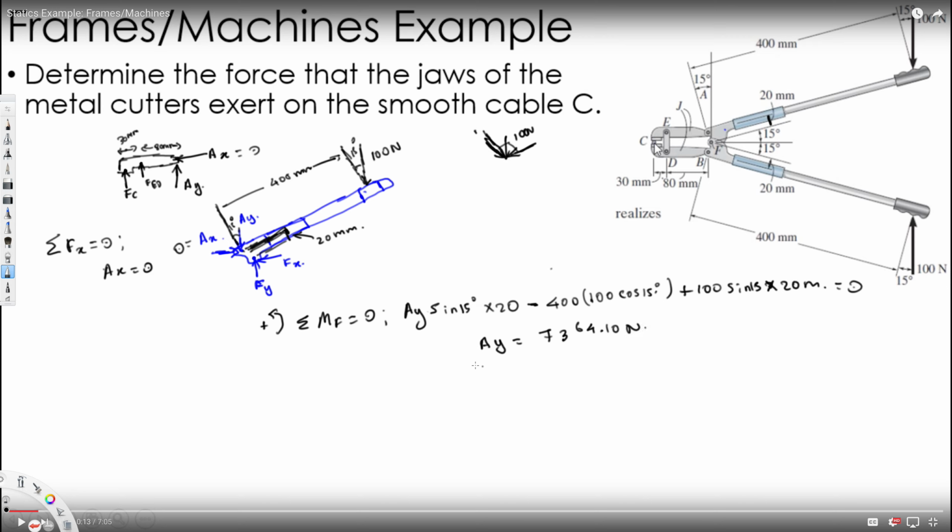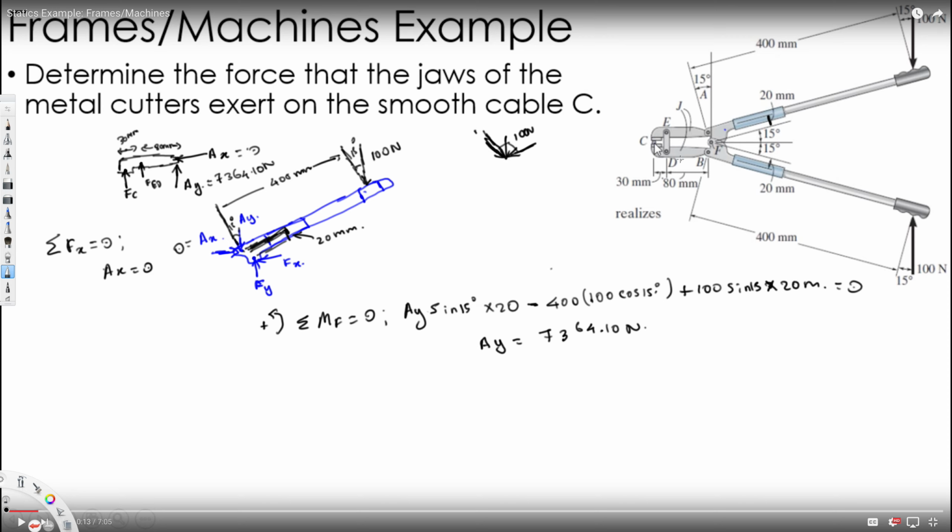Since we have got Ay, we can directly go to the other picture right here and see how we can figure it out. We have found 7364.10 Newton, right? So Ax is 0, we don't have to worry about that. Ay, we have found. FED is unknown, FC is unknown. I can't take vertical components because two unknowns are there, and nothing can be done with the horizontal components, but I have to get rid of this FED. To do that, I can take the moment around E.